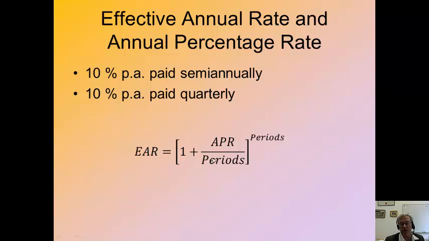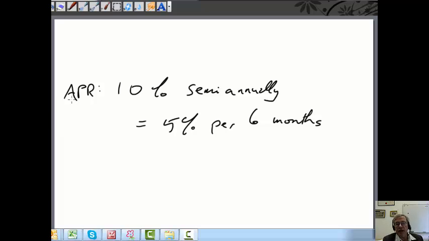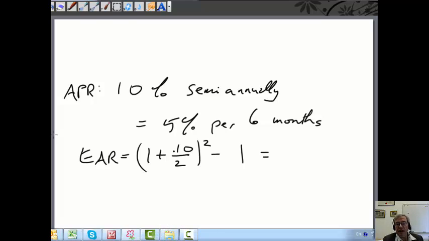Looking first at the annual percentage rate of 10% payable semi-annually, that's equal to 5% actually paid every 6 months. The effective annual rate is (1 plus 10% divided by 2) to the power 2, minus 1, which is equal to 10.25%. The effective annual rate is 25 basis points higher than the annual percentage rate.